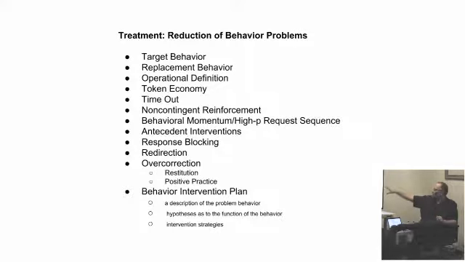Behavioral momentum, high P request sequence. So we all know behavioral momentum, right? It's like touch your nose, wave, clap. Now you do the hard thing. It's like if the child's not doing expressive object labeling, it's like do this, do this, do this. What's your name? That's momentum, and that's also high P request sequence, high probability request sequence. So it's just a name for something that we didn't know how to name.